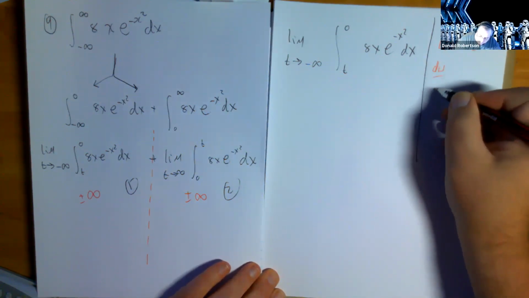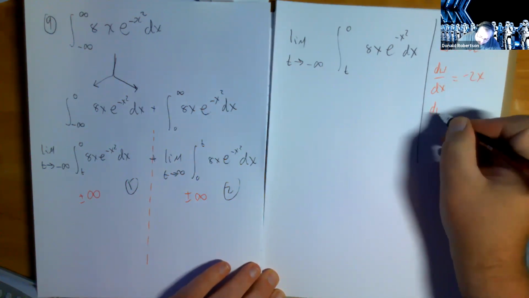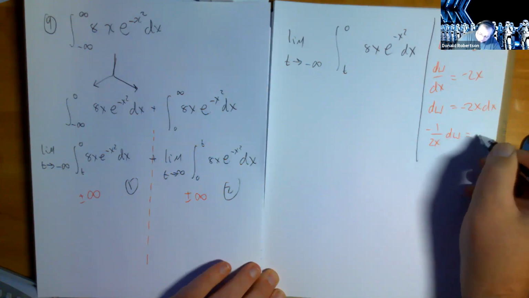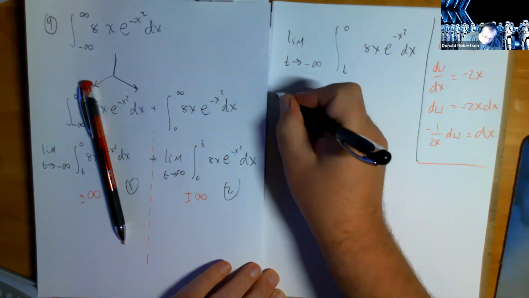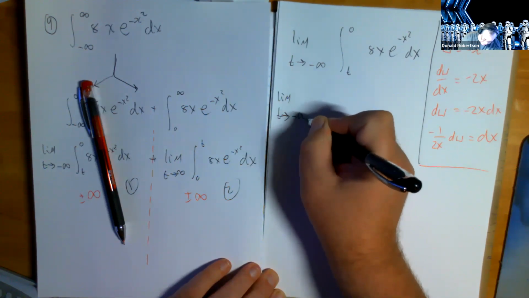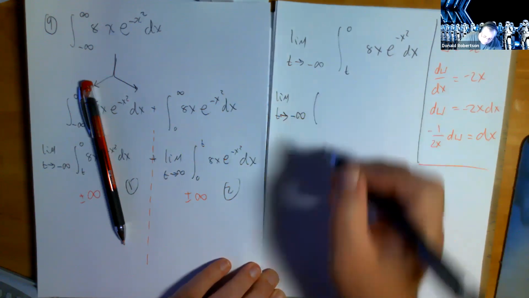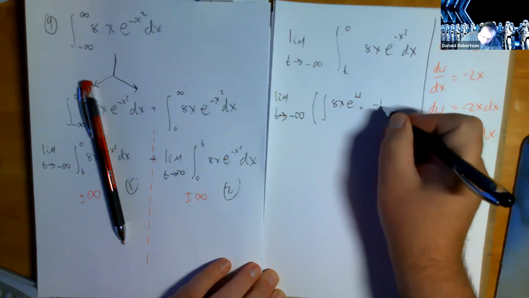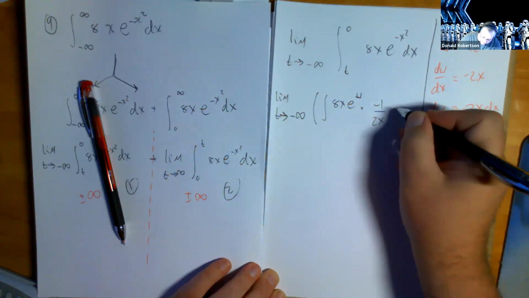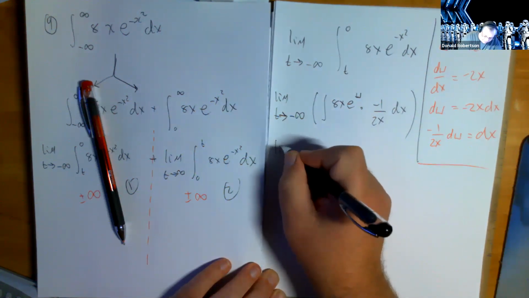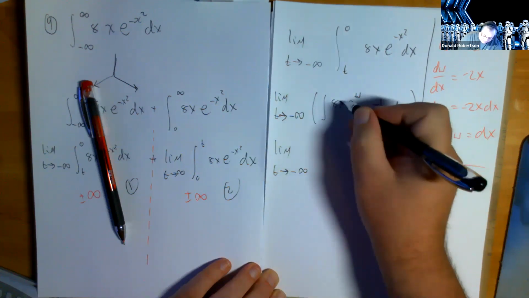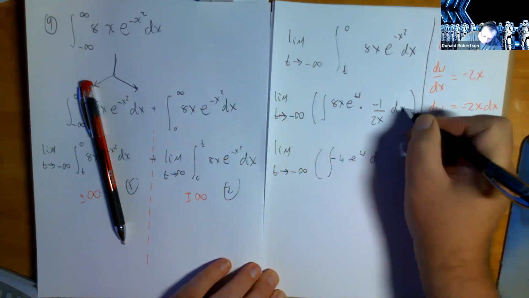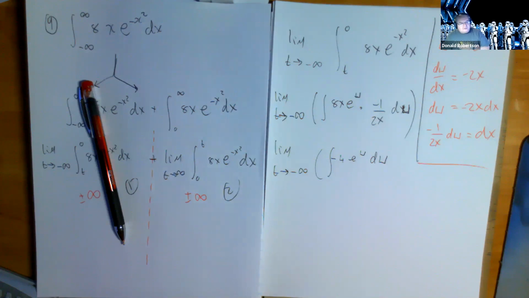That tells me then that du by dx is negative 2x, which gives me negative 2x dx. So that fella isolated. So it's going to be the limit as t tends to negative infinity of the integral of 8x e to the u times negative 1 over 2x dx. And that becomes the limit as t tends to negative infinity of negative 4 e to the u. So it did turn into quite a nice integral, didn't it?